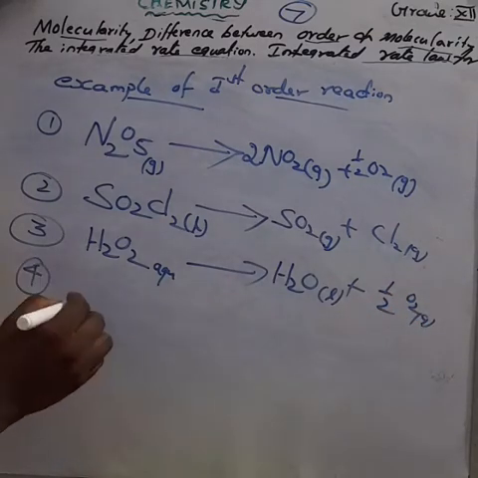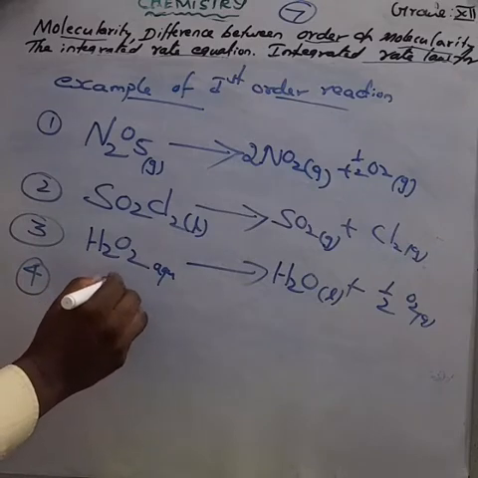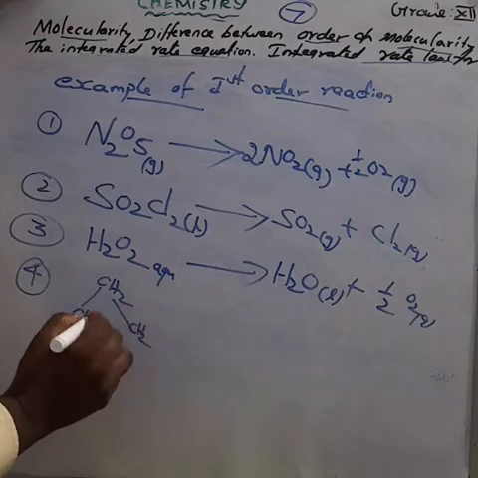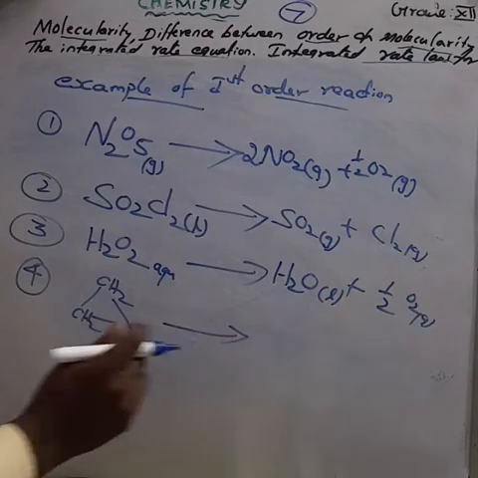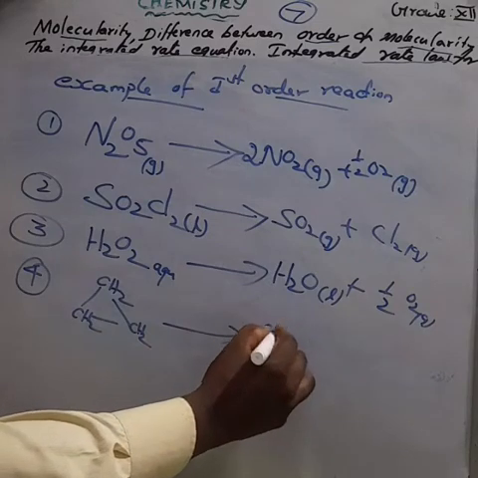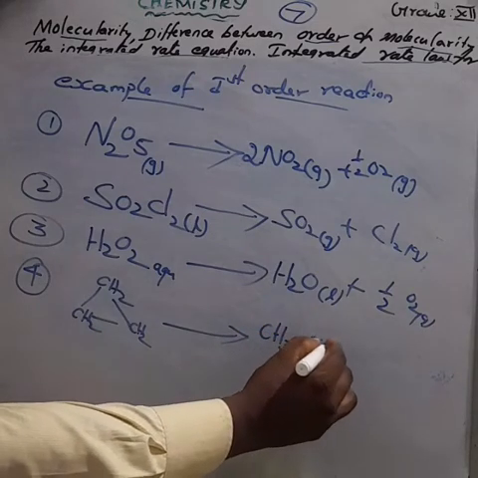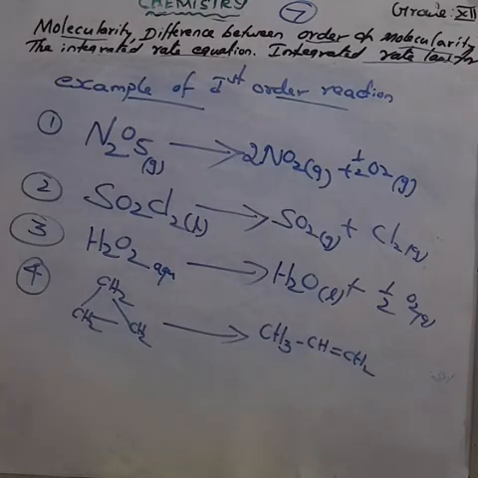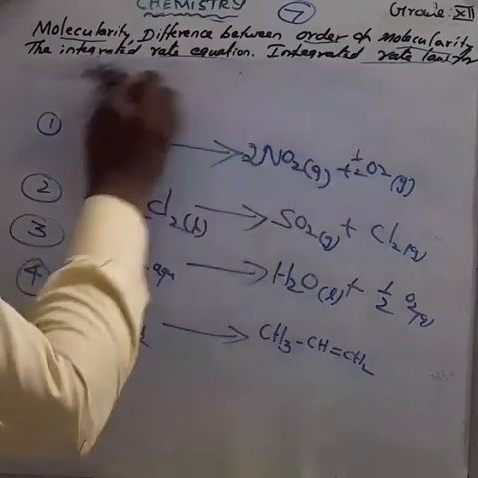Isomerization of cyclopropane to propane. Previously we discussed cyclopropane, CH2, to propane, CH2, CH double bond, CH2, propene. These are some examples of very important questions. My dear children, please learn this question.